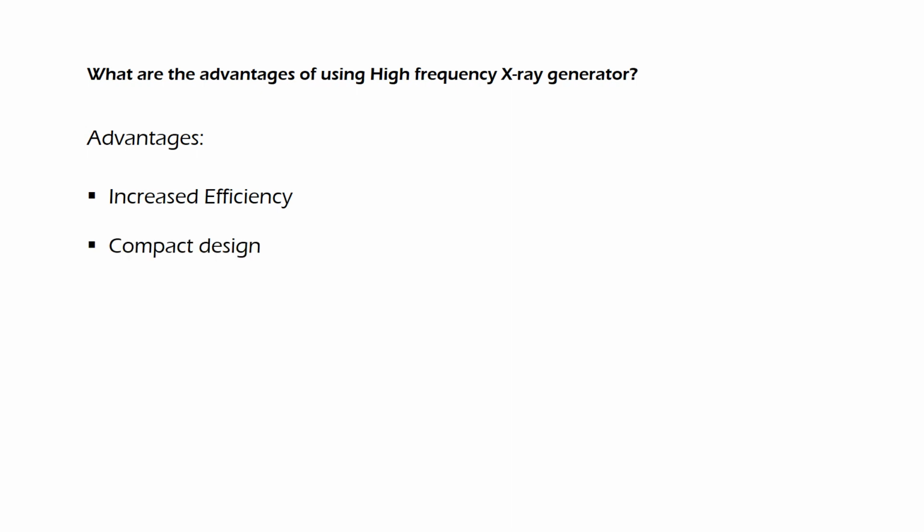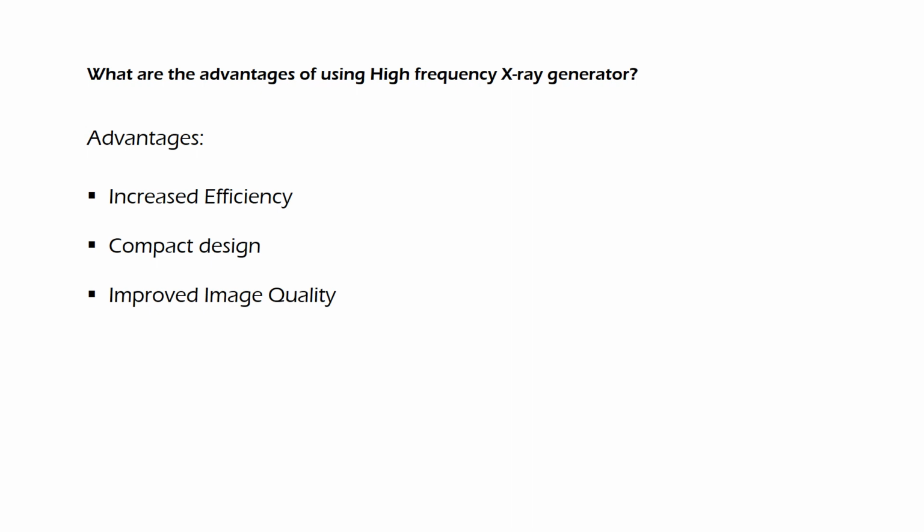Compact design. With the increase in frequency, the core size and the number of turns of the coils in the high-tension transformer is considerably reduced, reducing the bulk of the transformer. Also, the solid-state components used in high-frequency generators are smaller and lighter than the components used in conventional generators. This makes the generators themselves smaller and lighter, which can be particularly beneficial in mobile X-ray applications.